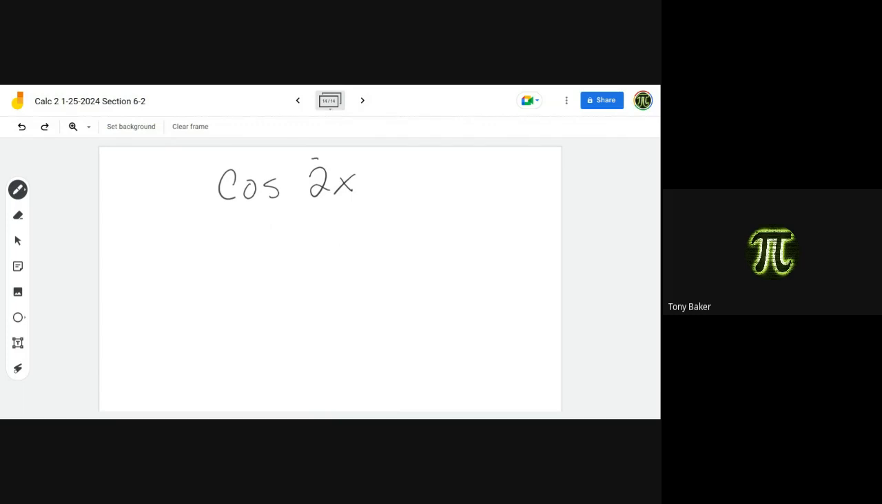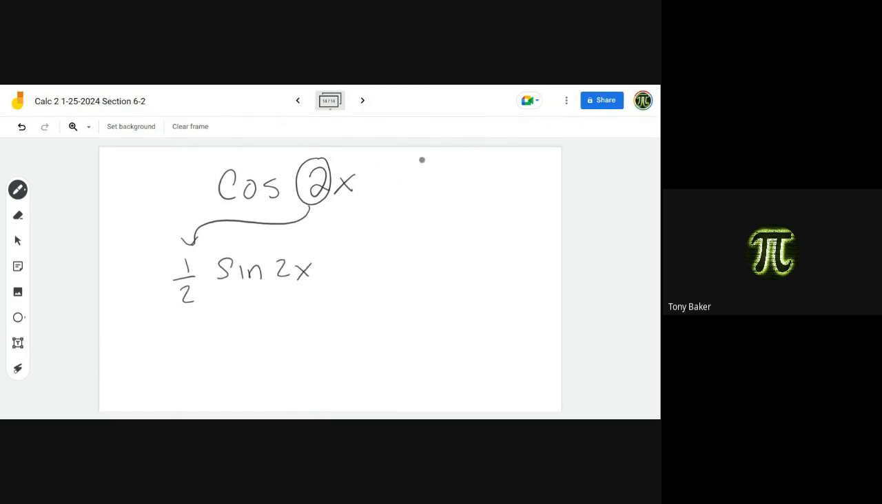So that number that's right in front of that will always become a fraction in front of whatever you have. So that becomes 1/2. And then you just do the integral of this as if it was just an x, which is the sine 2x.